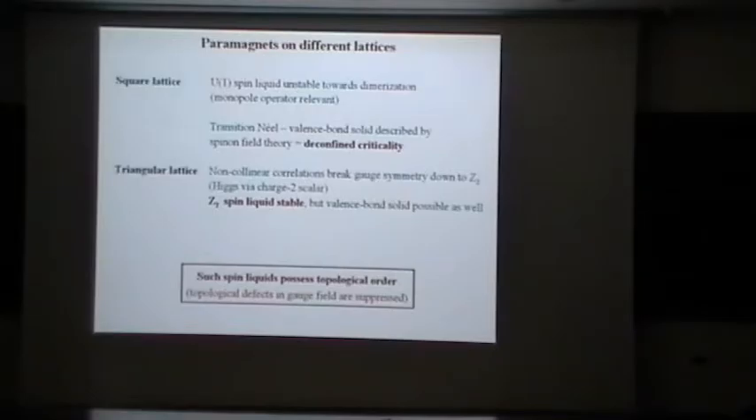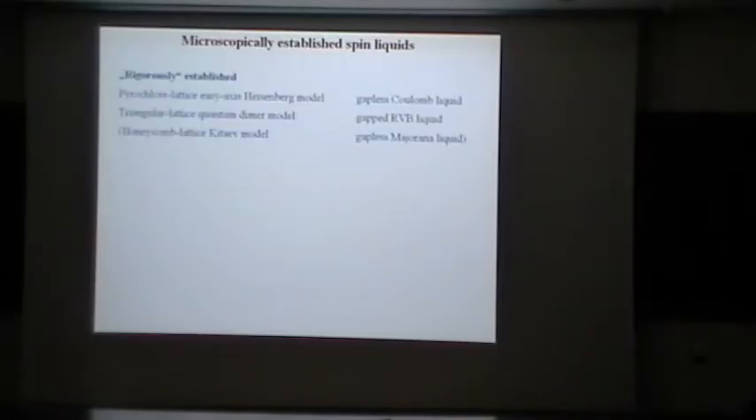For the moment, I just want to say that there are these spin liquids, and one can now ask, do we have microscopic examples for those? Because again, those will be important for my discussion of the orbital-selective Mott transitions. And there are a few which I would call rigorously established, with a varying degree of rigor.